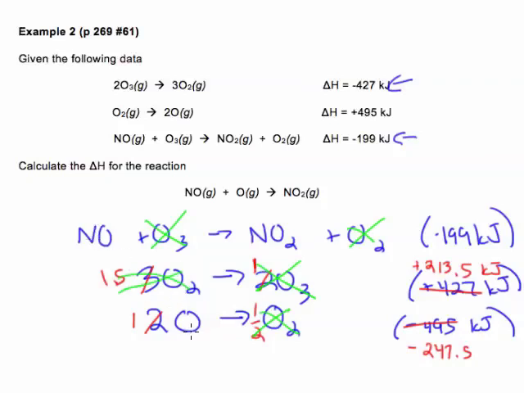To find our delta H, we just add up the individual ones. So we have -199 plus 213.5 plus -247.5. When you add these up, you get -233 kilojoules is the change in enthalpy for this reaction right here.